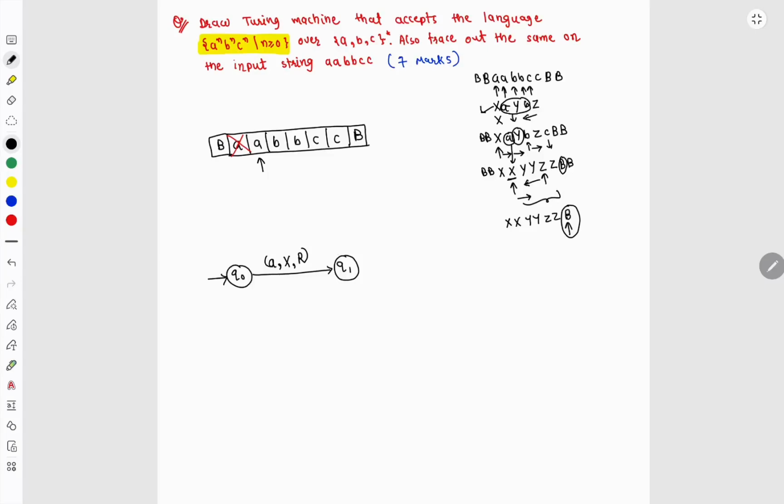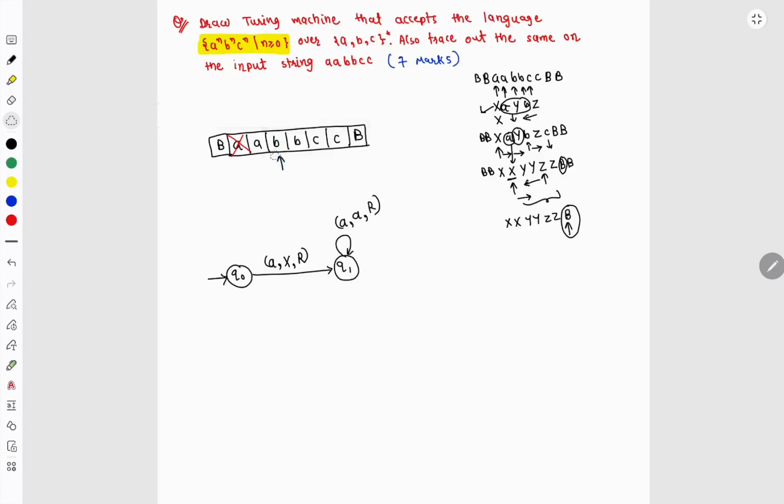Now we have seen that until we get the corresponding B, we need to keep any letter or string in between as it is. So we need to keep this a as it is. How can we write that in the Turing machine? If we give Q1 state a, we need to keep a as it is and move towards the right.